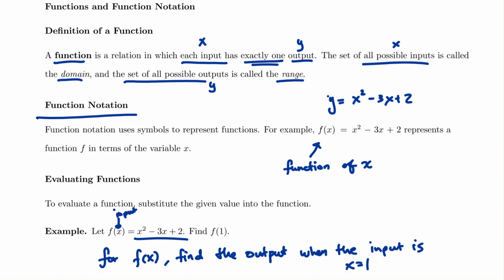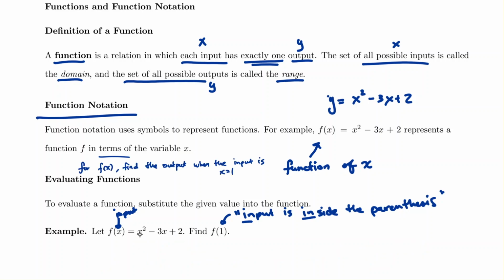Now how do I know x equals 1? Because that's what's inside the parentheses. I always remind myself the input is inside the parentheses. So that's just something to help you decipher it. Remember the inputs inside the parentheses in function notation. And then at this point, once we've identified the input as x equals 1, we just substitute it into the equation like we know how to do.